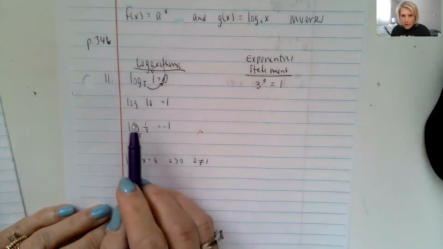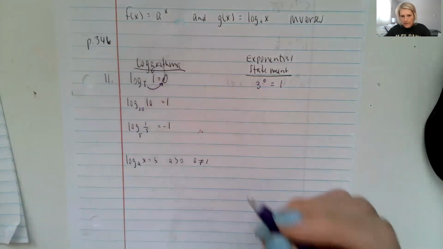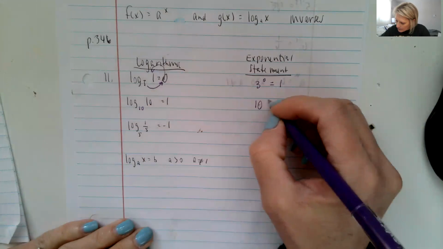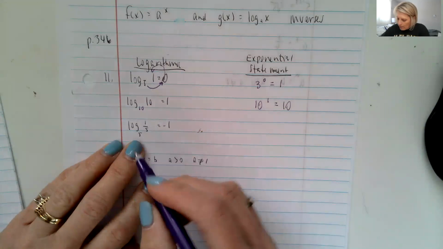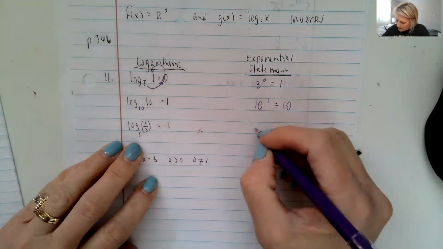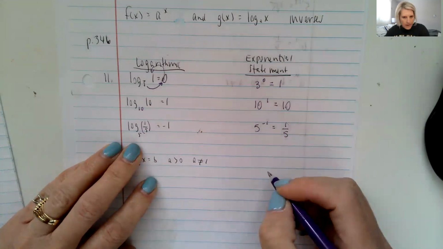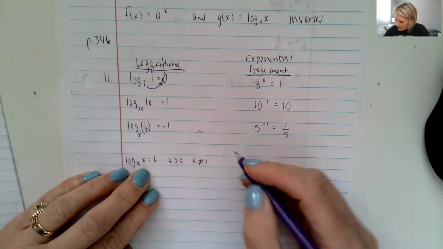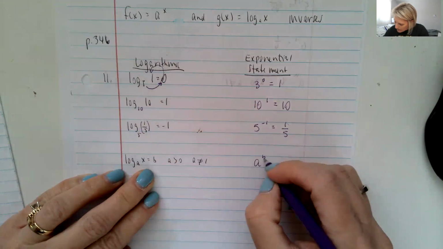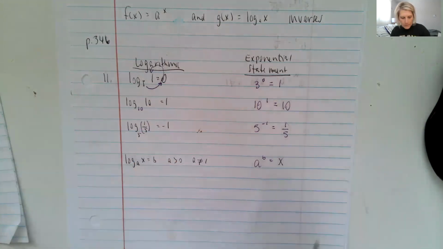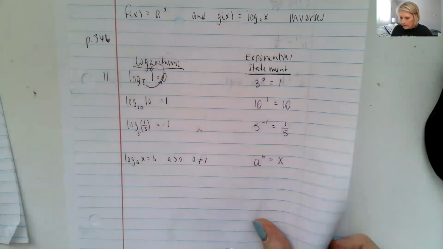So the next one, when you don't see a base, we assume that it's base 10, kind of like our money system, base 10. So this is 10 to the 1 equals 10. And then this one is log base 5 of 1/5 equals negative 1. So that's 5 to the negative 1 equals 1/5. And then log base a of x equals b. So a to the b equals x. So this is going from logarithmic to exponential. They're inverse functions of each other.